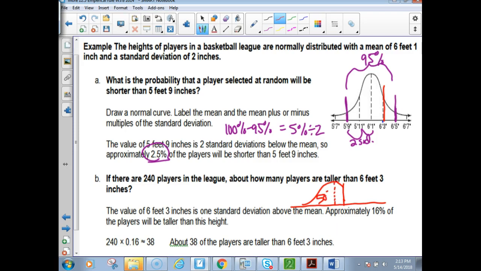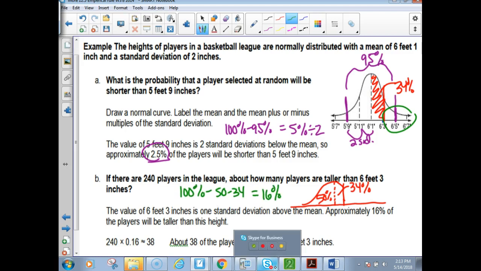So this is 50 percent. Get what I'm saying? Half of the people are on the left of the mean. And then how much is within one standard deviation right here? Now you know why I broke that chunk up, which is 34%. So we need 50% plus 34% to know how many people are not included in what we're talking about. Okay, so we're trying to find out what percent is over here, above 6'3". So if we do 100% minus 50 minus 34, or minus 84%, we get 16% left.